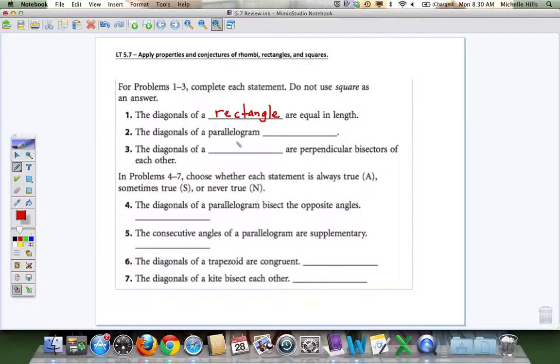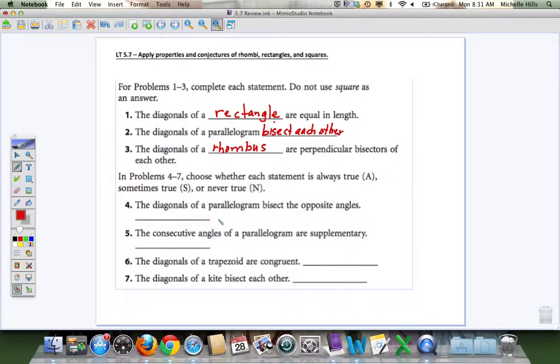The diagonals of a parallelogram, well, what I do know about the diagonals of any parallelogram is they're not necessarily equal in length, but they do bisect each other. Sometimes they're perpendicular if it's also a rhombus, sometimes they're the same length if it's also a rectangle, but what's true of the diagonals of any parallelogram is that they bisect each other. And the diagonals of a rhombus are perpendicular bisectors of each other.